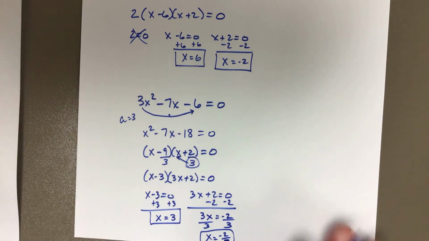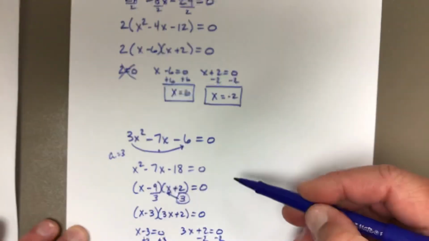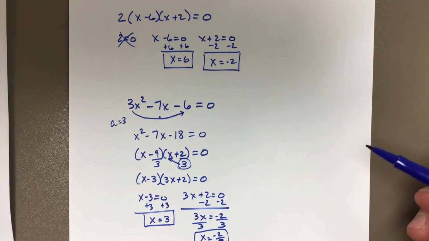So sometimes you're going to have to do a greatest common factor, and sometimes you're going to have to just do the slip and slide. So make sure that you get that down, all right?